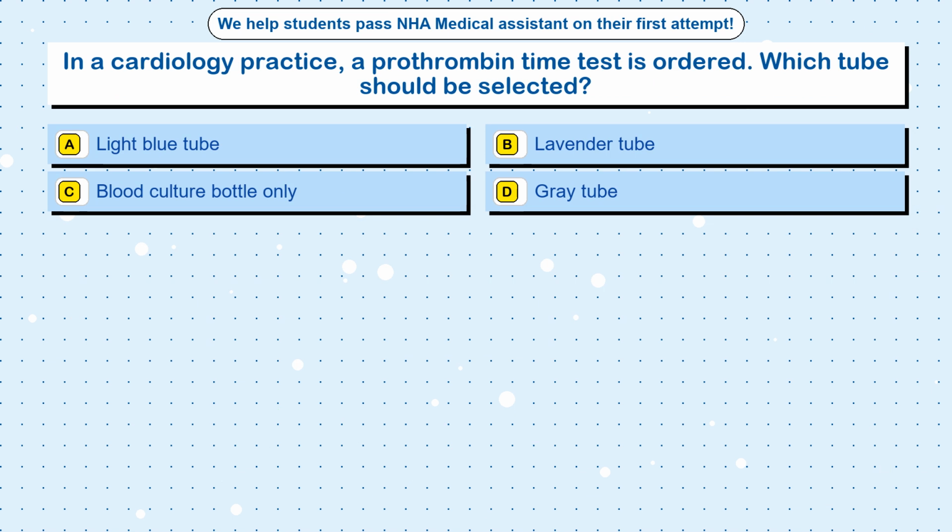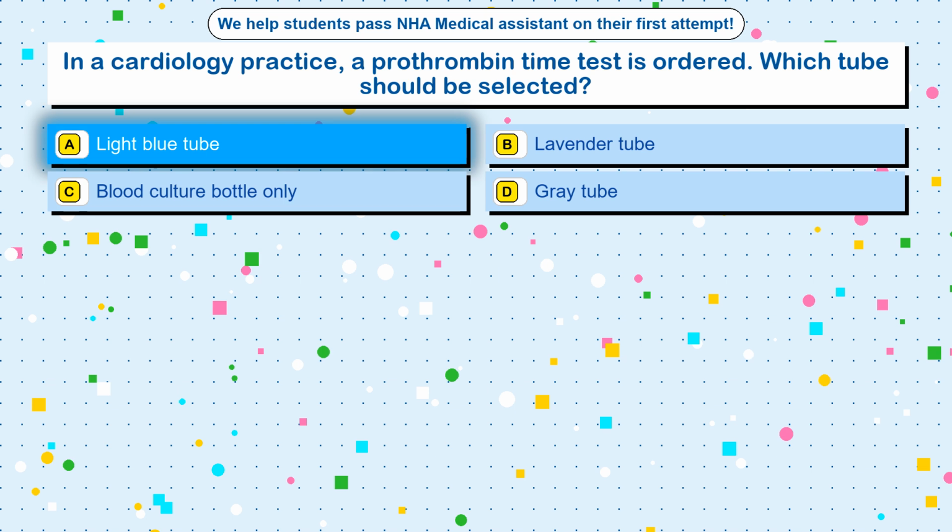Question 49. In a cardiology practice, a prothrombin time test is ordered. Which tube should be selected? Option A, light blue tube. Option B, lavender tube. Option C, blood culture bottle only. Option D, gray tube. The correct answer is option A, light blue tube.